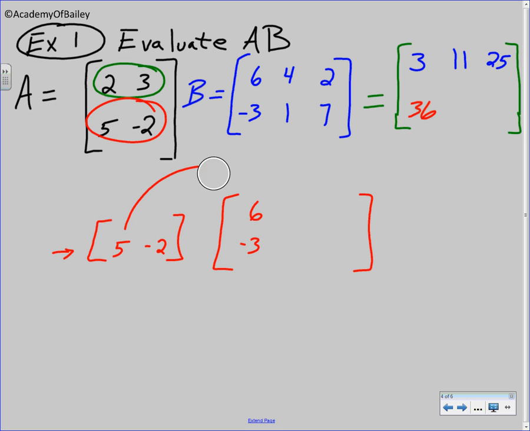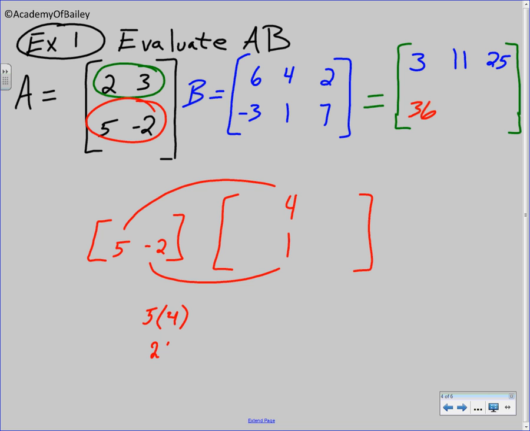And now we're done there. Let's move on. 4 and 1 in the middle. Once again, 5 times 4, negative 2 times 1. 5 times 4 will give us 20, and negative 2 times 1 will give us a negative 2, and that should be 18. Bottom row, middle column.